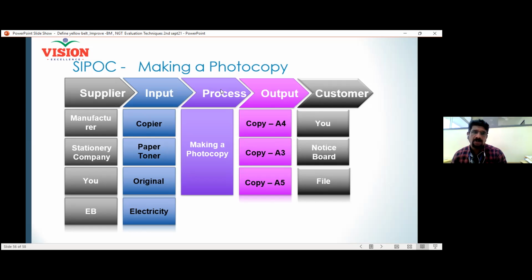Then what is the input to the process? You are having a copier machine, that is the input. The toner must be there. Then the original must be kept inside the Xerox machine, then we'll be able to take the copy. Definitely you need electricity to operate the machine. And who is the supplier? The Xerox copier machine supplier is a manufacturer. Then you need paper and toner, then the original should be provided by you. The electricity should be provided by the electricity board.